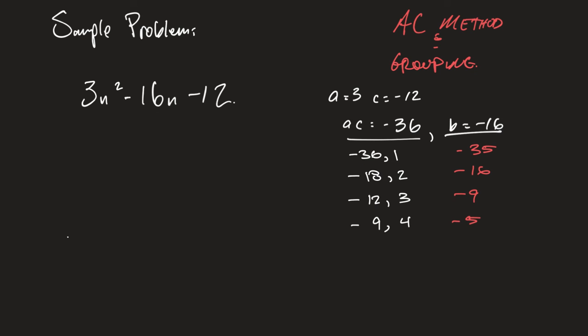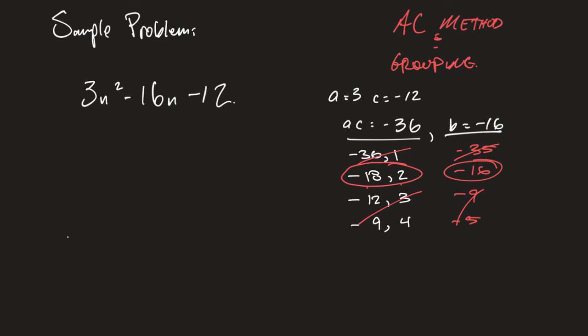And so here are the sums. -36 plus 1 is -35. That doesn't work for us, so we are not going to use that one. Then I have -18 times 2, that's -36. When I add them, I get -16. This is what we're looking for. I don't even need to worry about those. And these are the 2 factors I'm going to use.